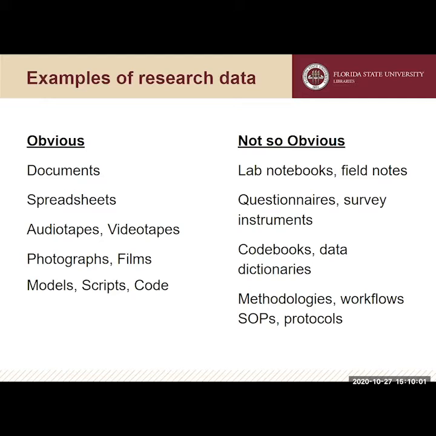So some not so obvious examples are things like lab notebooks, whether that's paper lab notebooks or electronic, field notes, questionnaires, survey instruments, code books, and data dictionaries, and then methodologies. So if we're thinking about the methodology write-up for an experiment or standard operating procedures and protocols, you're going to find a lot of really, really useful data and information from this.